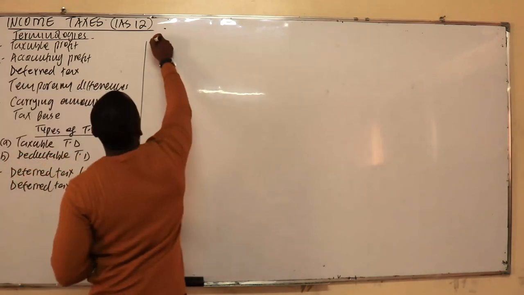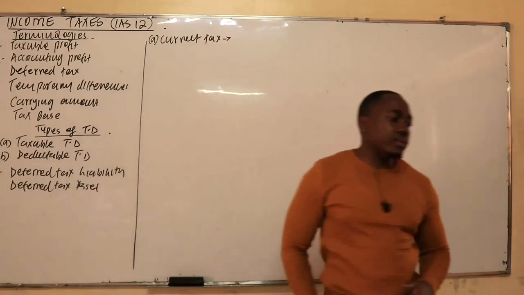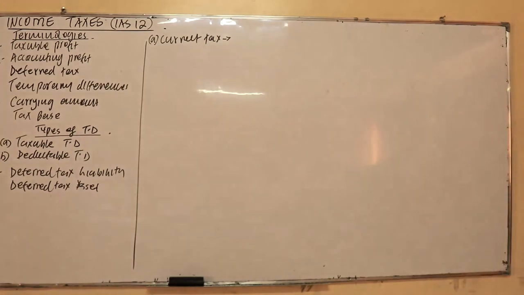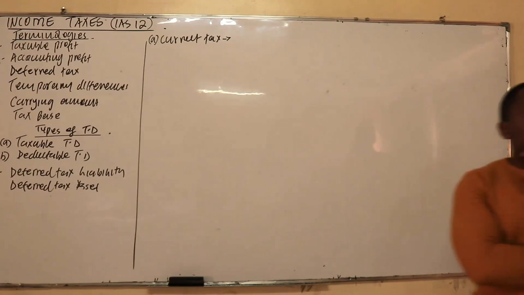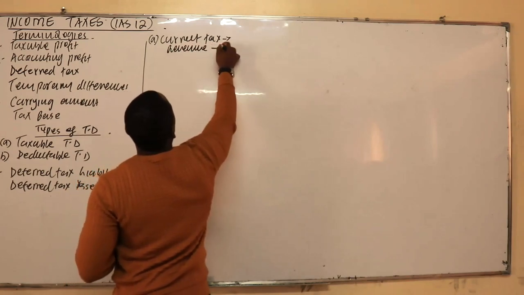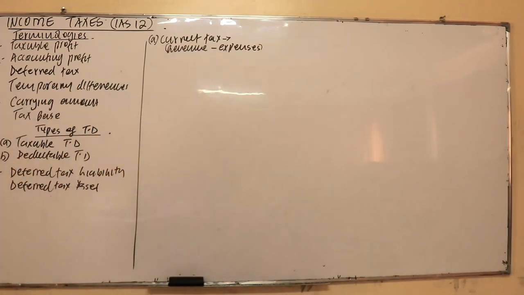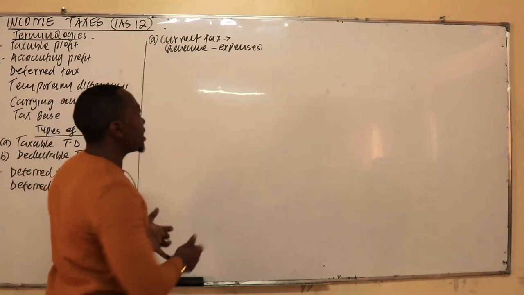A, current tax. This is the tax for the period based on the taxable profit for the year, i.e. revenue minus expenses. If you take all the income, you raise the expenses, what you get as a profit before tax, then you tax. Now that tax is what we call the current tax.